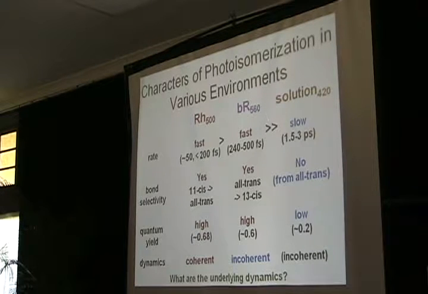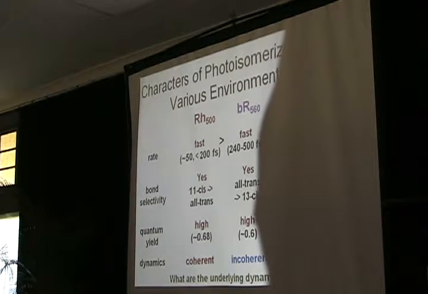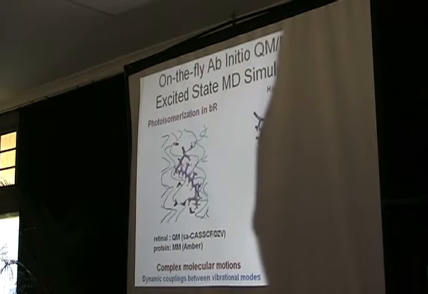So in protein, the reaction is faster than in solution, and in protein there is strict bond selectivity, whereas there is no bond selectivity in solution. Also, quantum yields are high in protein. In terms of dynamics, rhodopsin has coherent dynamics, whereas BR has incoherent dynamics. So we want to know what is the underlying dynamics which explains these characteristics.